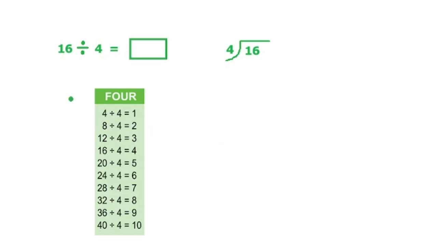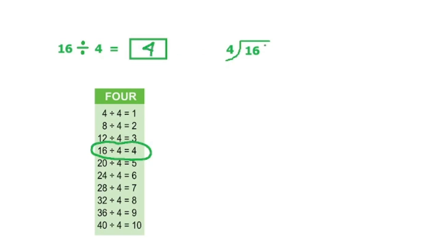So for now, we'll just look at the chart and match these up. So 16 divided by 4 is this one. 16 divided by 4 equals 4 is this one. So let's make sure to circle that. So 16 divided by 4 is 4. And now we'll put the answer in here.